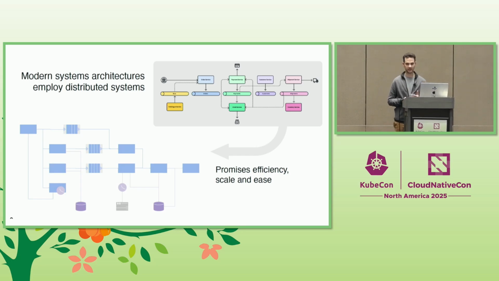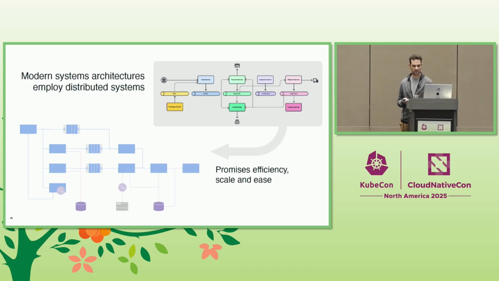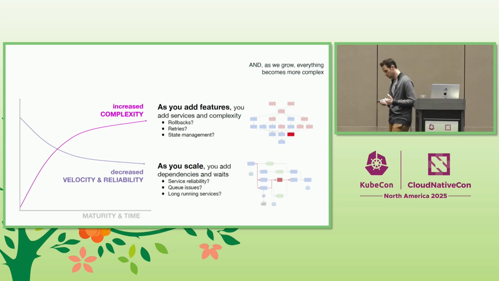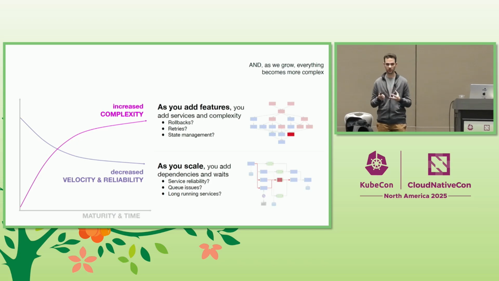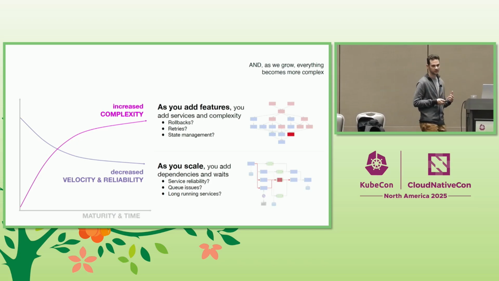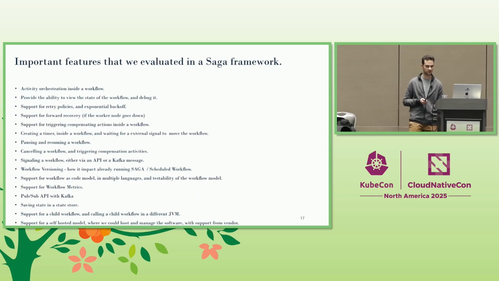And what they wanted to show is that there's a lot of modern distributed systems architectures, and they promise efficiency and scale, and there's lots of architectures out there that promise to solve these challenges, but at the end of the day, when you add more features, they add more complexity. So they really wanted to take a workflow orchestration engine that allows them to solve those coordinated transactions, but without adding too much complexity into their system.